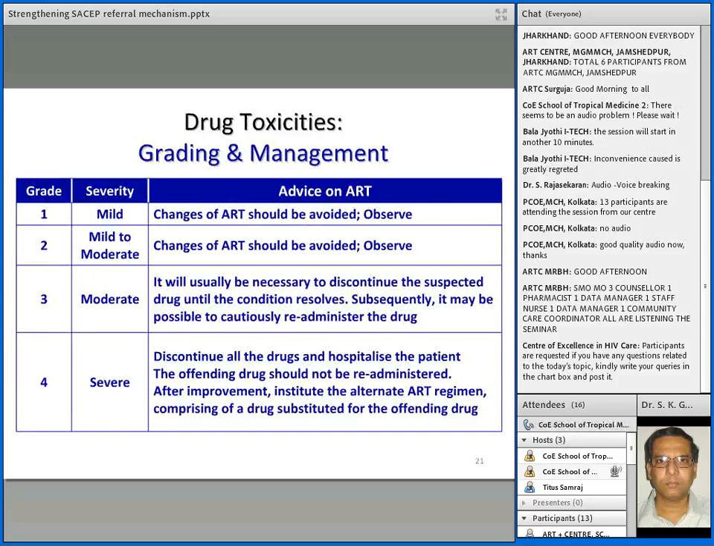Now this is the general guidance of grading and management of drug toxicities that is followed in the National Health Control Organization. Grade 1 is called mild and you really don't need to change the antiretrovirals, but you need to do very close observation. So that should be done, but the change of ART is not needed. So there shouldn't be any knee-jerk reaction. If there is a mild toxicity, you need not stop the antiretroviral. You can continue with that.